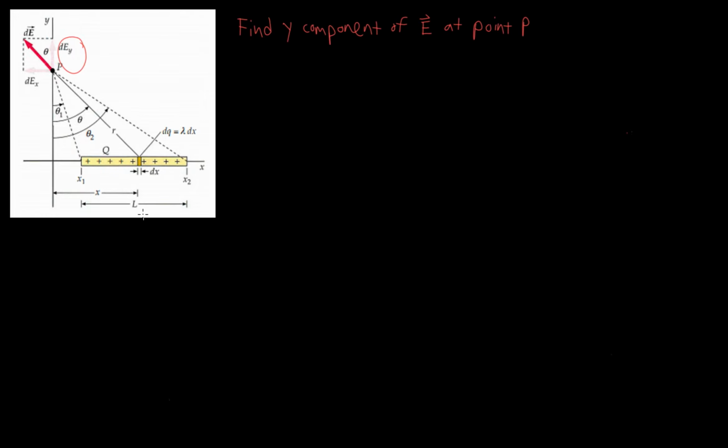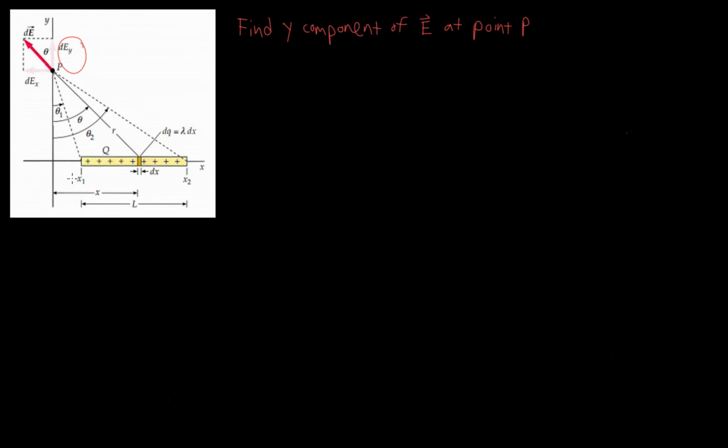And what I want to do here is just find the y component. And so we just want to find the y component for now. And so the total length of the line charge is L, and the line charge begins on the x-axis at the coordinate x1 and it ends at the x-coordinate x2.